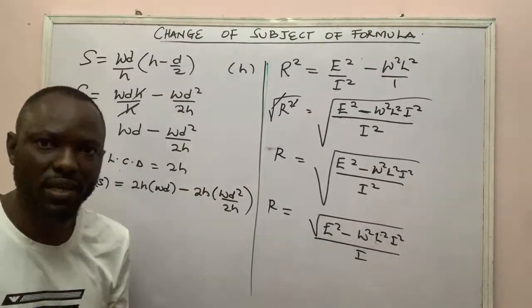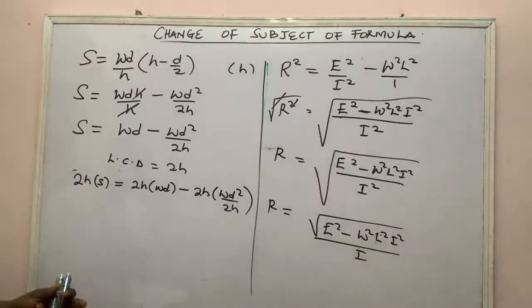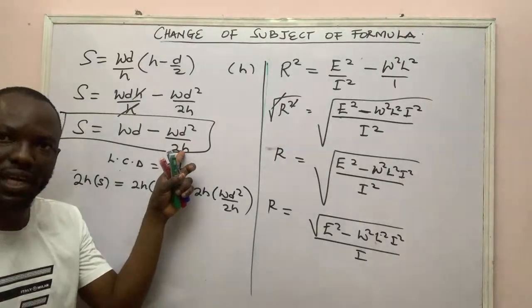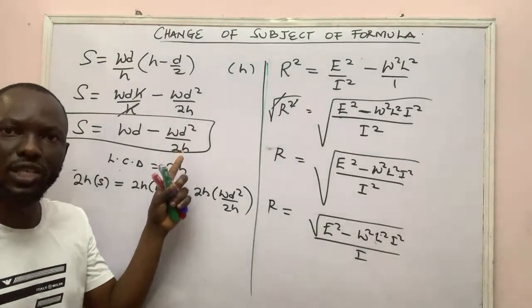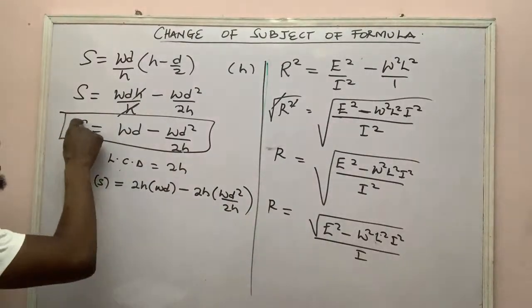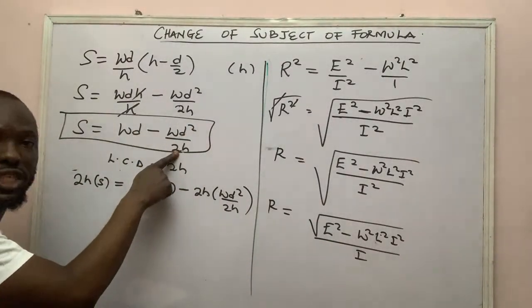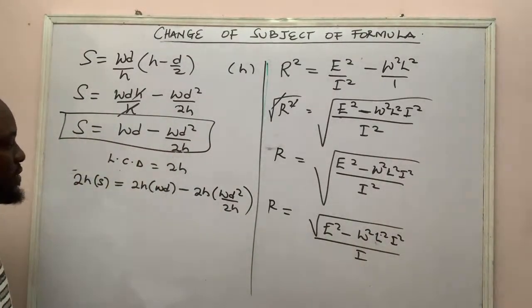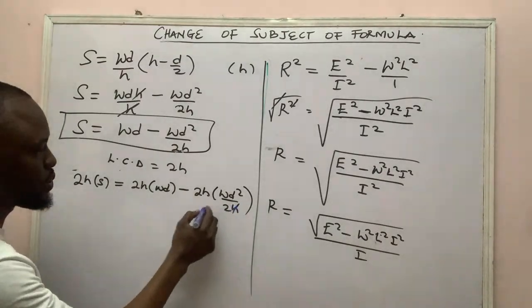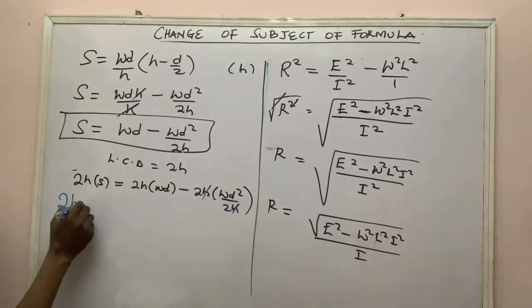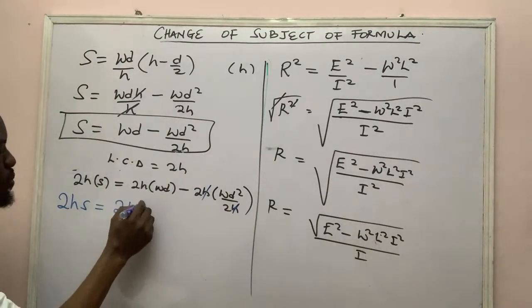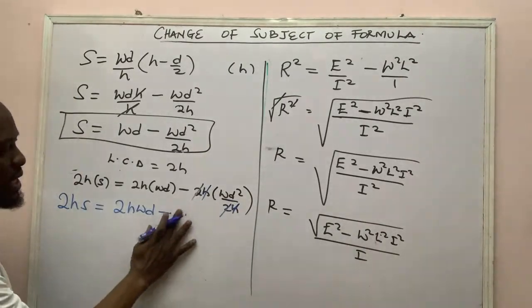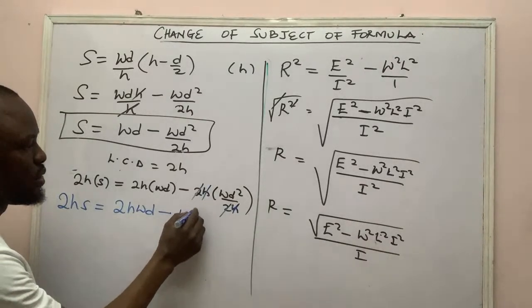Now, I hope you understand what I'm doing. Now, from this expression here, we want to make H the subject of formula, and you already understand the concept of lowest common denominator. So we need to multiply each term in the expression by the lowest common denominator. The lowest common denominator is actually 2H. So I'm multiplying this, and this by the LCD. So here, this will cancel out this. So I have 2HS equals 2HWD minus 2. So 2 cancels 2 as well. So I have minus WD squared.